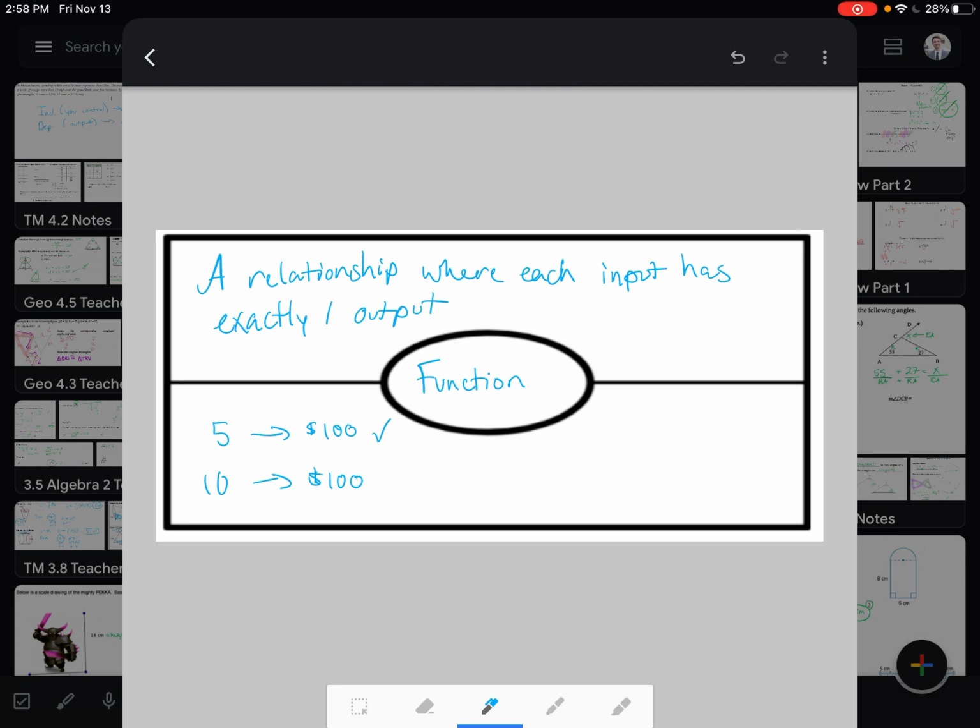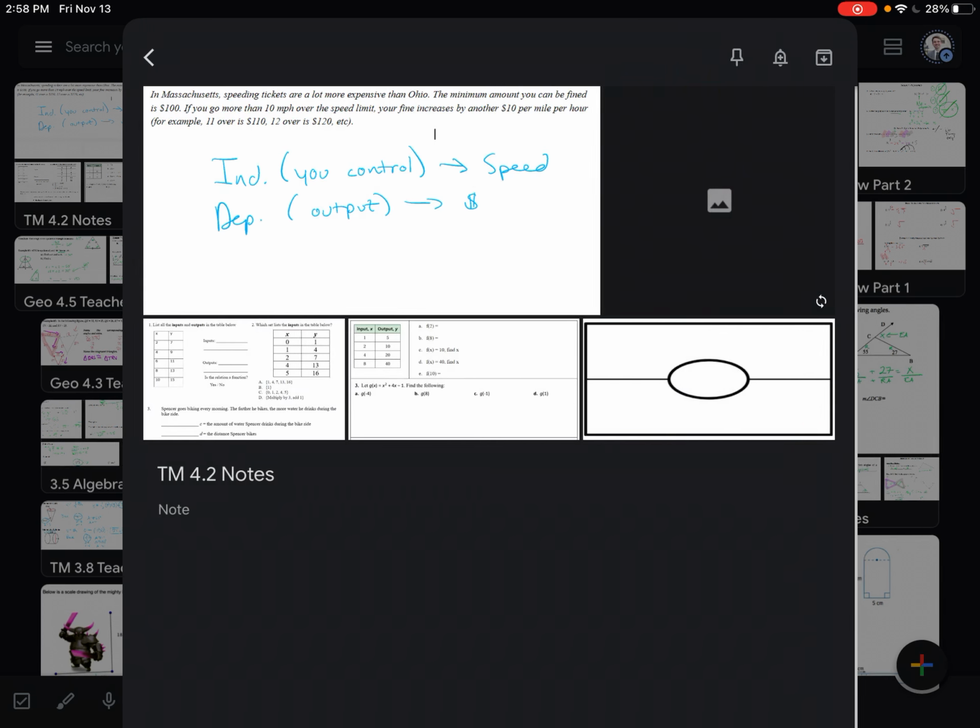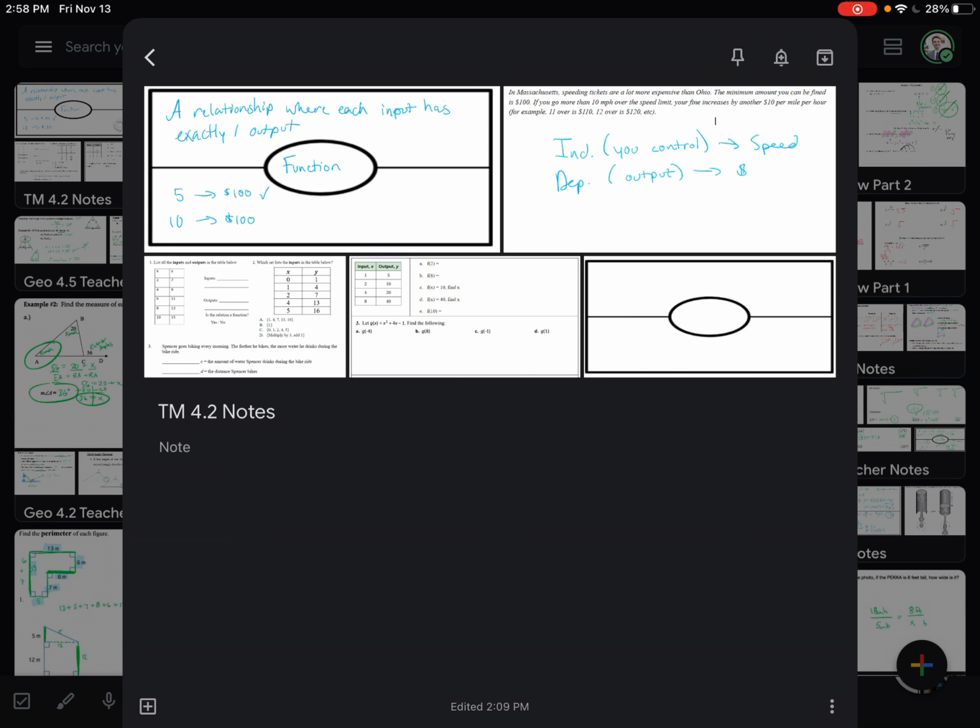Something that wouldn't be a function is like, some days 5 miles an hour over it costs you $5. Some days 5 miles an hour over costs you $100. So again, each input, only one output. And if we're looking at this in terms of, again, our two different input and output or independent and dependent variables, we can see that here when we're taking a look at our tables.